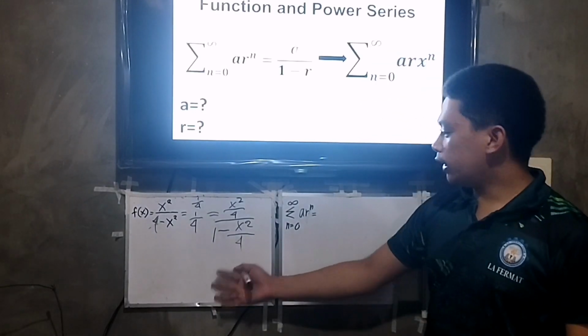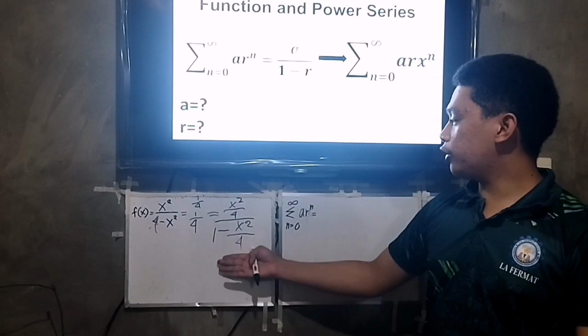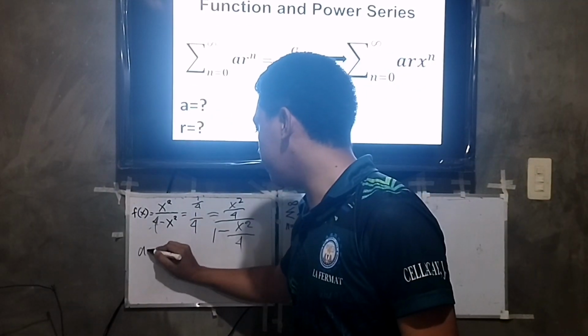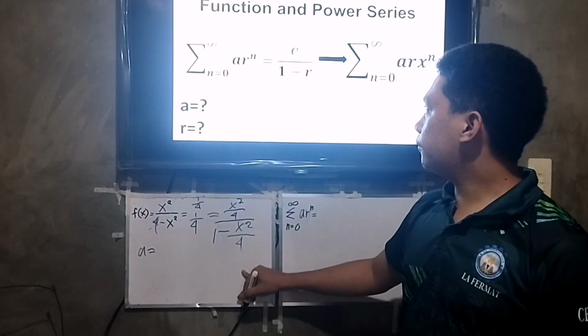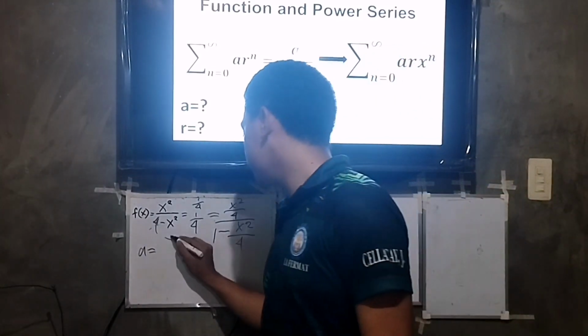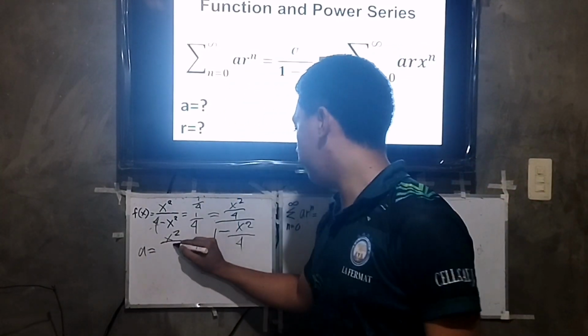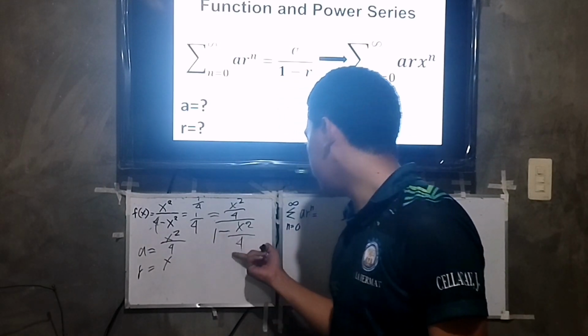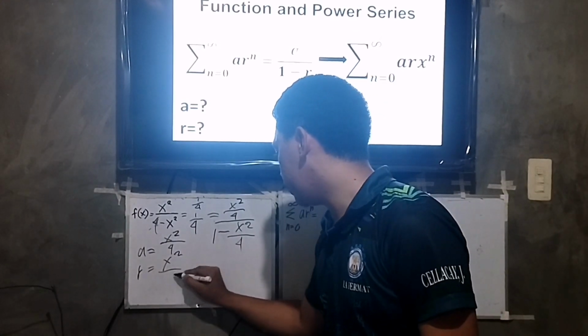So since we got the formation, we can identify the a and the r. So our a is x squared over 4. Then our r is also x squared over 4.